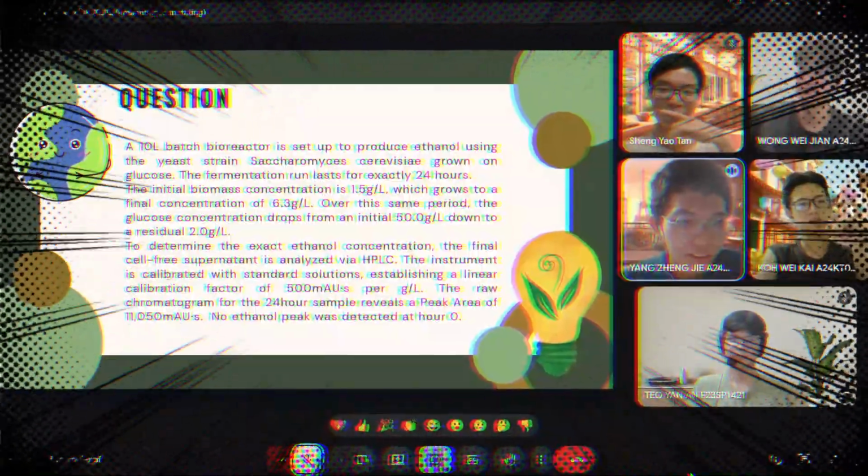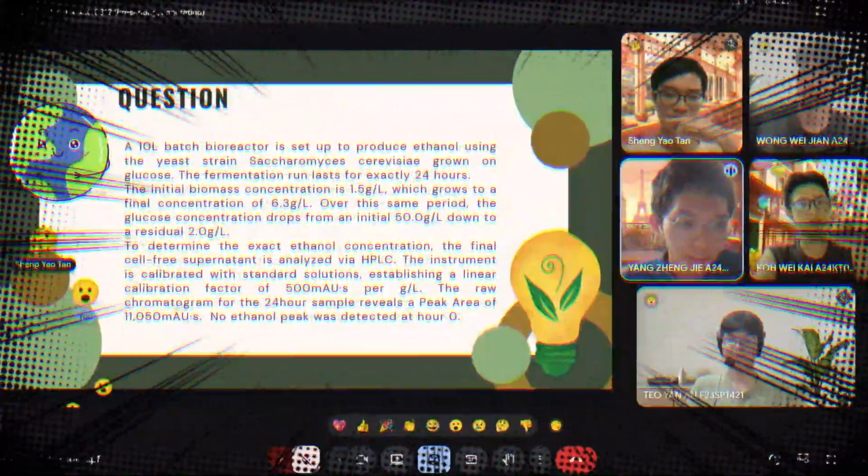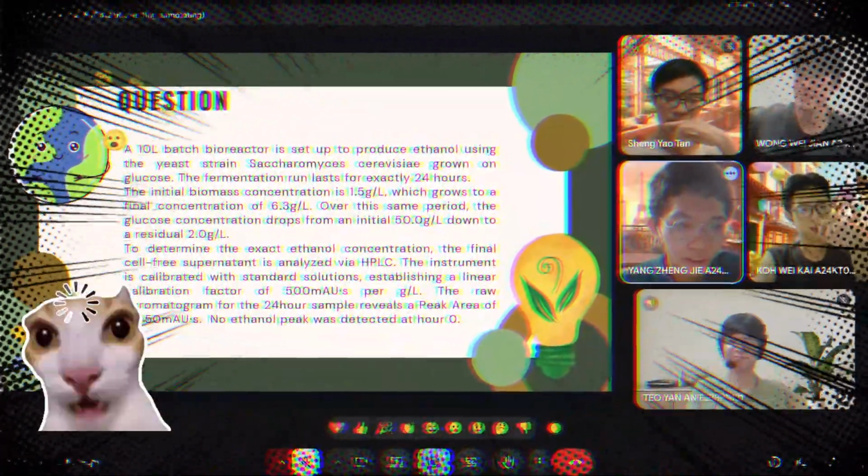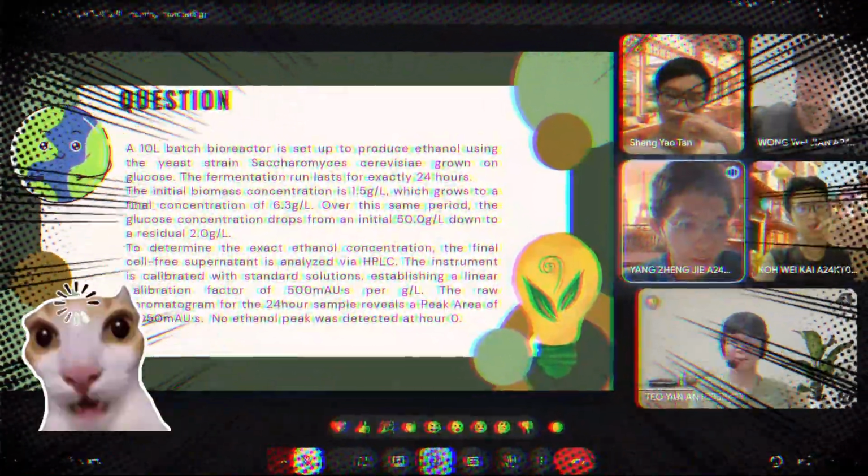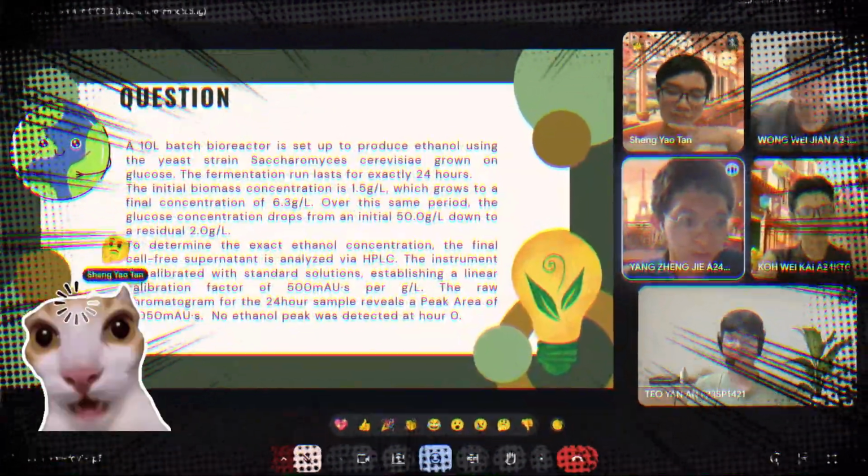Yeah, of course. I'll give an example, the production of ethanol by yeast. The fermenter is 10 liters, and the fermentation run lasts for exactly 24 hours. The initial biomass concentration is 1.5 gram per liter, which grows to a final concentration of 6.3 gram per liter. Over the same period, the glucose concentration drops from an initial 50 gram per liter down to a residual of 2.0 gram per liter.